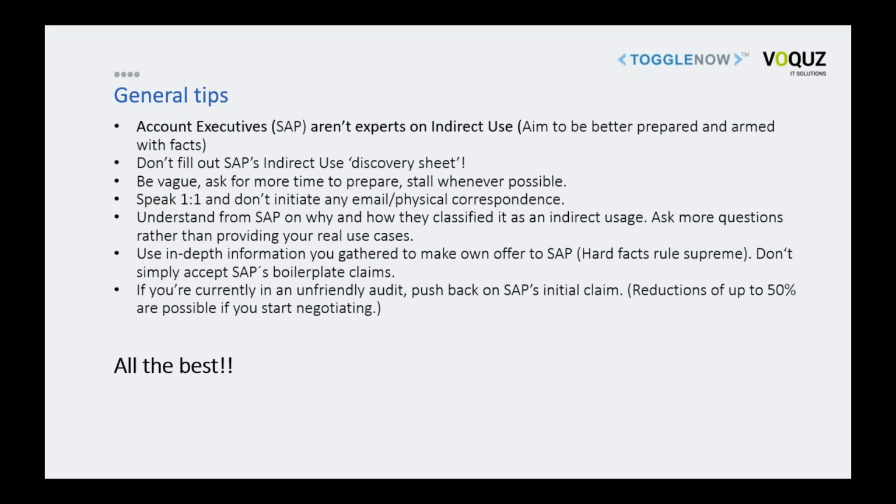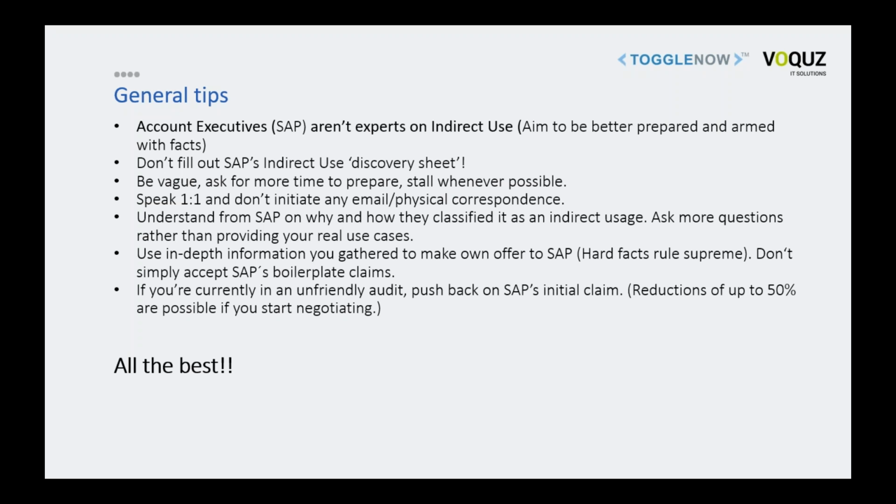Also, if SAP thinks that they found an infraction for indirect use, let them explain why they think that is. Let them clearly classify why that violates your contract, and ask more questions rather than providing what your use case is. The point being here, don't give the impression that you're being caught. Don't give in too early. Even in cases where customers have been surprised by an audit, it is very possible to push back up to about 50% of that initial claim just by negotiating. So don't just accept what they're saying.